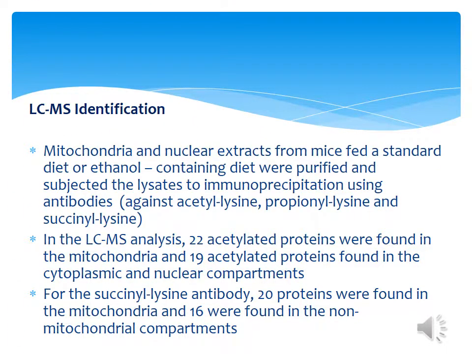Mitochondrial and nuclear extracts from mice fed a standard diet or ethanol-containing diet were purified and the lysates subjected to immunoprecipitation using antibodies. In the liquid chromatography mass spectrometry analysis, 22 acetylated proteins were found in the mitochondria and 19 acetylated proteins were found in the cytoplasmic and nuclear compartments. For the succinyl lysine antibody, 20 proteins were found in the mitochondria and 16 were found in the non-mitochondrial compartments. These results reveal an increase in the number of known modifications on hepatic mitochondrial and non-mitochondrial proteins, and demonstrate that these new acyl modifications are abundant in mammalian systems.